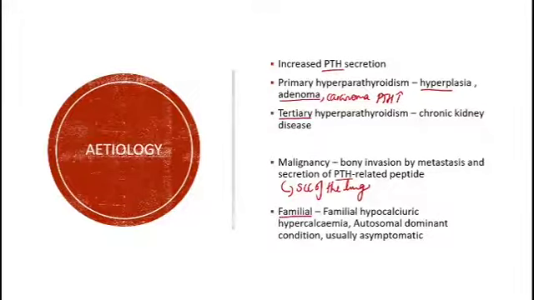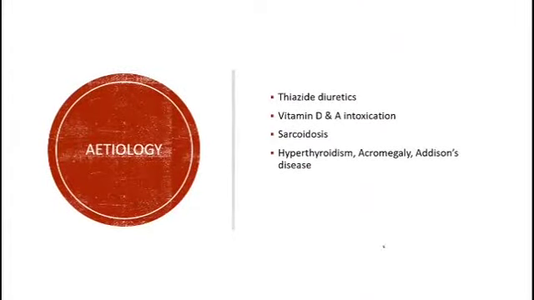Inherited causes: familial hypocalciuric hypercalcemia. This is autosomal dominant and usually asymptomatic. Usually a 24-hour urinary calcium is done to help in the diagnosis of this condition. Some drug-induced causes such as thiazide diuretics, vitamin D and A intoxication, sarcoidosis, and finally endocrine causes are rare, but they include high thyroid levels, acromegaly, Addison's disease.